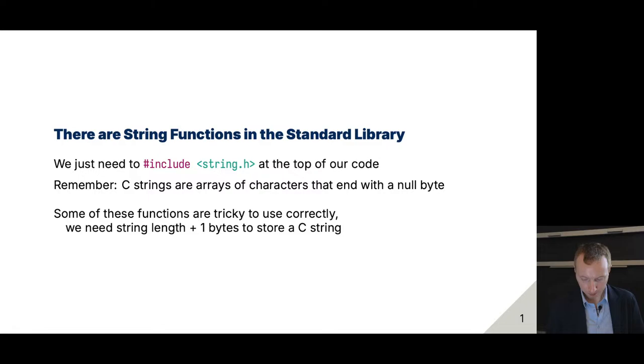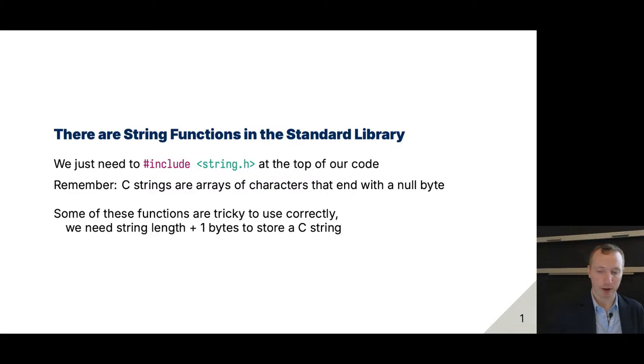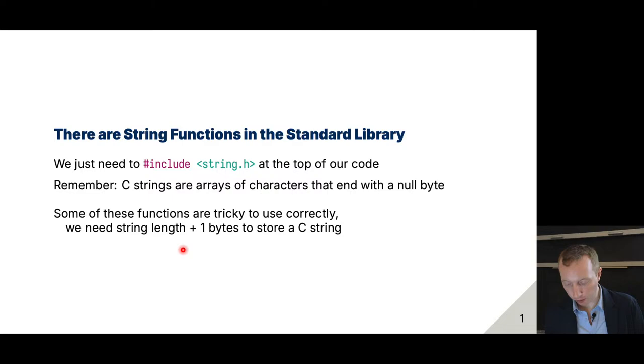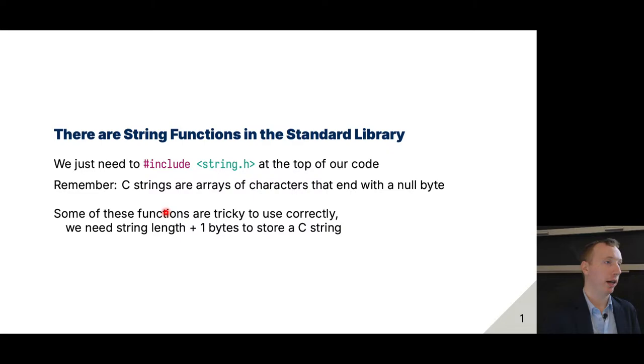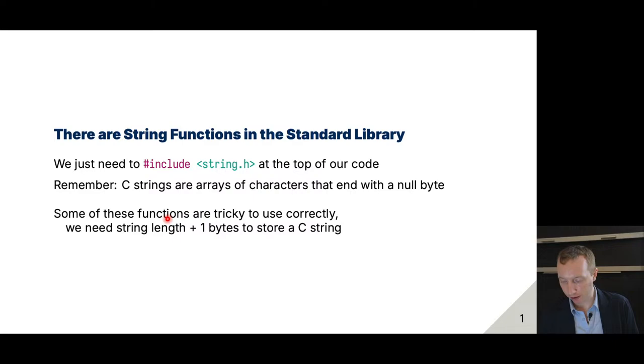Throughout this, just remember that strings are arrays of characters that end with a null byte, and they could be allocated anywhere, on the heap or the stack, it doesn't really matter. Keep that in mind because some of these functions are tricky to use correctly. In order to store a string, we need the length of the string, how many characters actually comprise it, plus one additional byte to hold the null character in order to successfully hold a C string. Sometimes remembering that extra byte causes a lot of issues, and sometimes the character pointer might point towards an array of characters that is not null terminated because someone forgot, and that causes all sorts of issues that we touched on last lecture.